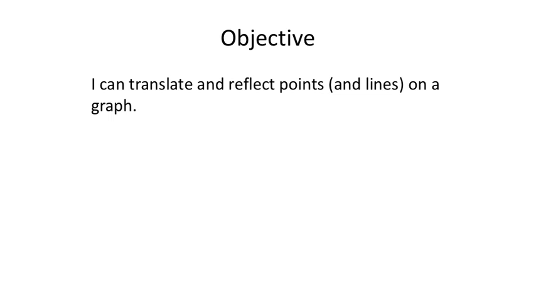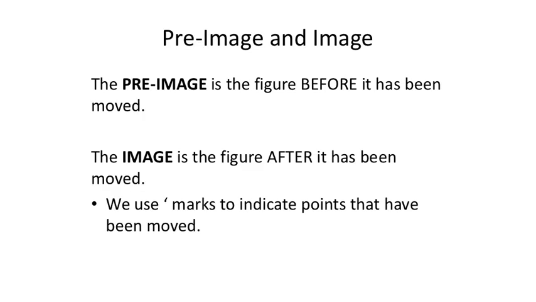So quick note about the objective. Translate just means you're going to move some kind of figure on a graph. Sometimes it's not on a graph, sometimes it's just a point. And then reflect really just means that we're going to mirror some kind of object or image, something that's on some kind of graph. Now, as usual with math, we have a little bit of vocabulary.